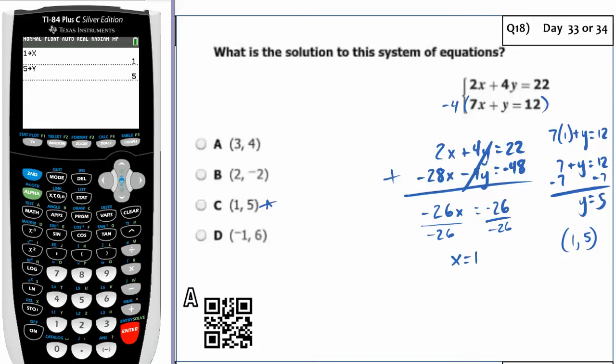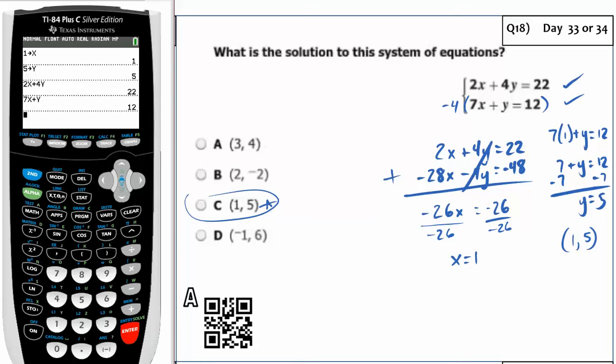I'm going to type in everything I see here. 2x plus 4y, and I'm going to hit enter and get 22. So I know it works for this one. I'm going to check with both though. 7x plus y, alpha 1, and I'm going to hit enter, and I'm going to get 12. So it does work for both, and I know that I'm right. Okay, C is the right answer.